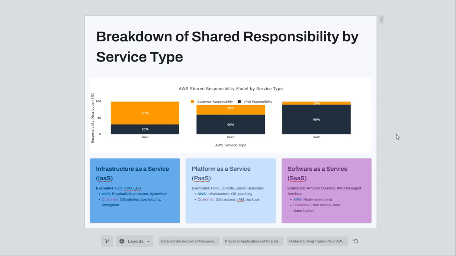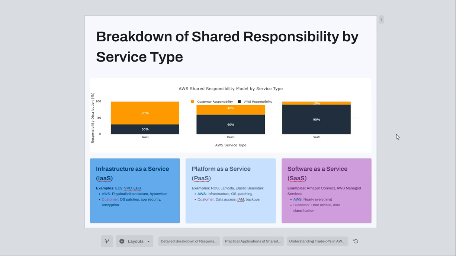With infrastructure as a service, about 70% of the responsibility is distributed towards the customer. With platform as a service, about 60% of responsibilities go towards AWS and 40% goes to the customer. And with software as a service, mostly 90% of responsibilities go to AWS, while very little, about 10%, goes to the customer, for example software configuration.